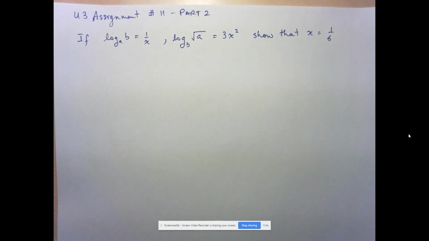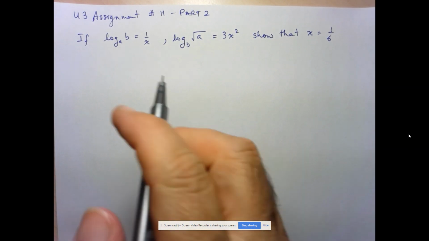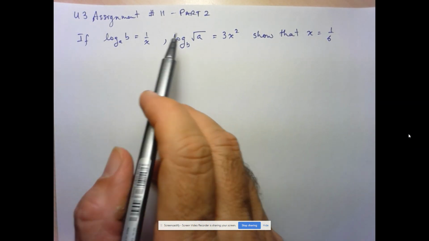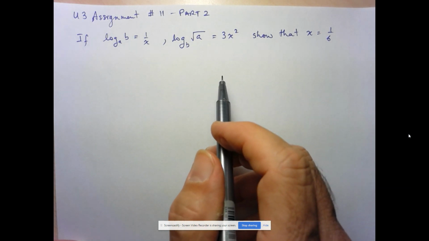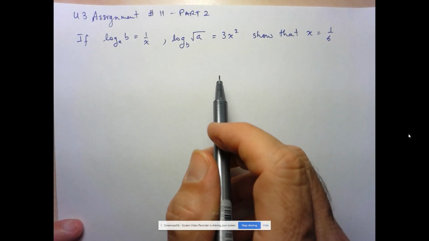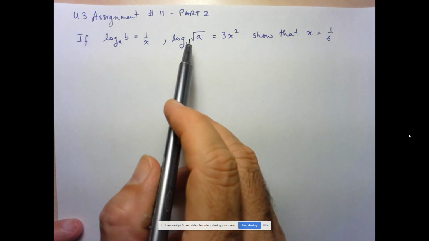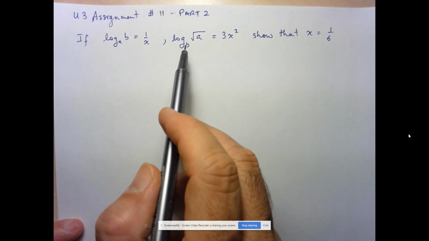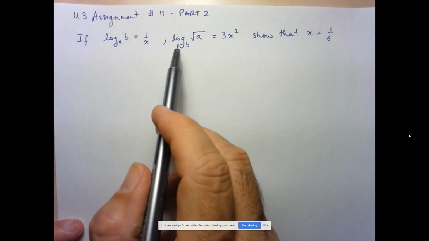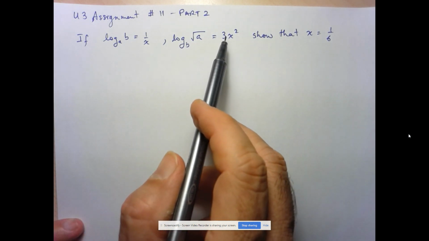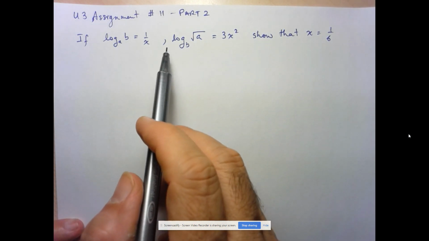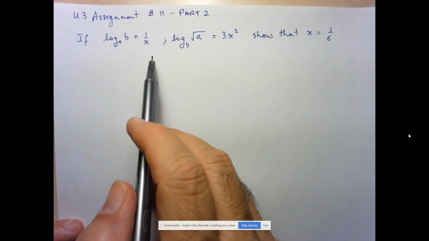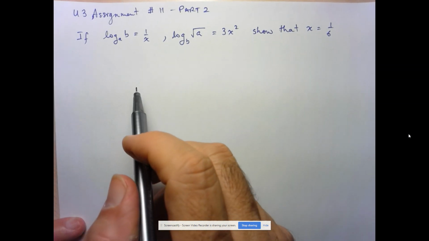Hi folks, we're going to take a look at number 11 from part 2 of the unit 3 assignment. So here they give us these two equalities as a given, and they want us to show that x is equal to 1 over 6. The first thing I notice about these two equations is they both contain logarithms, but logarithms of different bases, and they also both contain an x. So my guess is we're going to have to in some way combine these equations. That'll eventually give us an equation where we can solve for x and show that it's equal to 1/6.